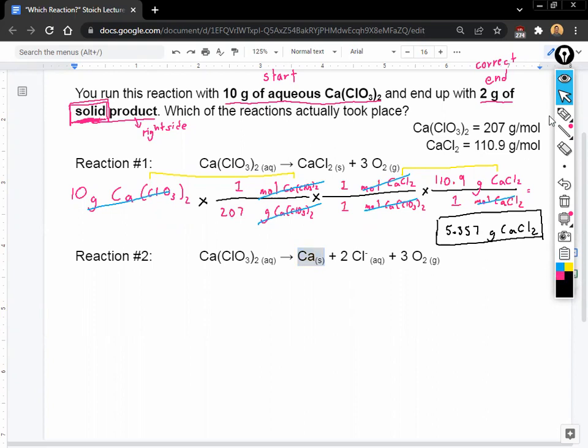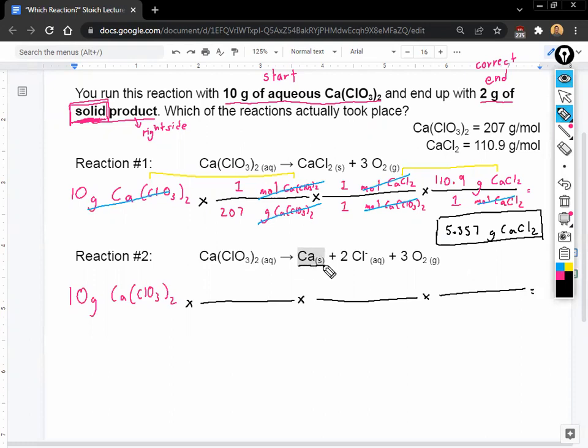So we're going to do it all over again with the same starting number, 10 grams of CaClO32. You're going to set up 3 fractions, same thing as before for the stoichiometry, and then try to find the solid product that's going to be made in this reaction. So here, the solid product is solid calcium. So I'm going to give you guys 3 minutes. See if you guys can plug that in, get the correct answer.